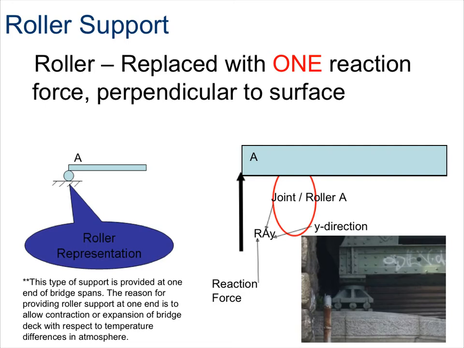The reason for providing a roller support at one end of a bridge is to allow contraction or expansion of the bridge deck with respect to the temperature differences in the atmosphere. Again, we would label this a reactionary force at roller A in the Y direction. Also notice that the representation of a roller support is a circle.